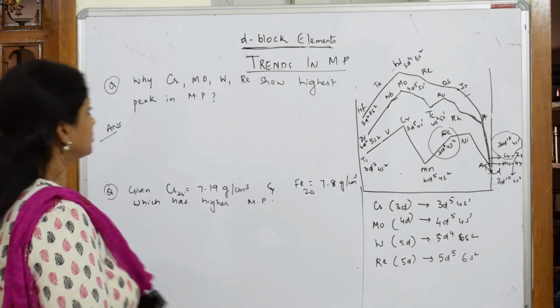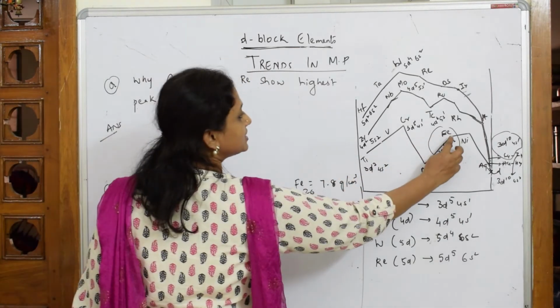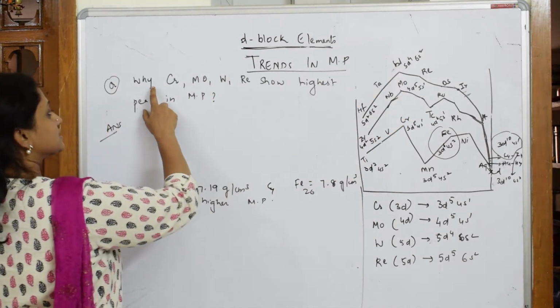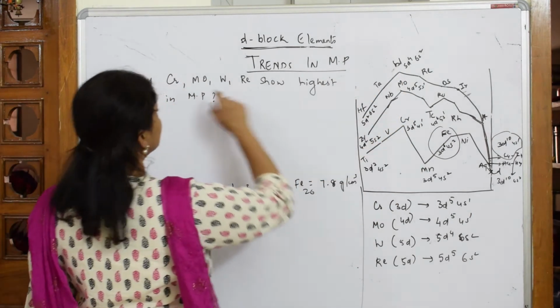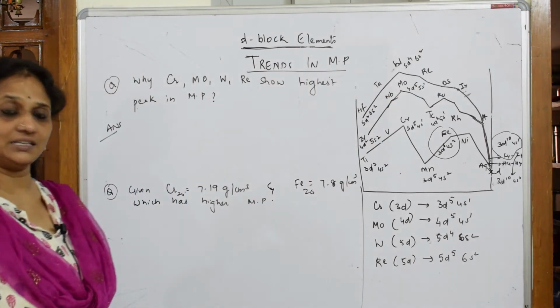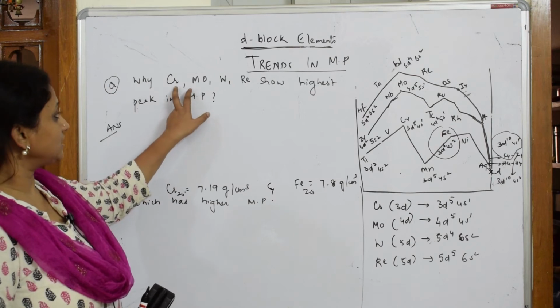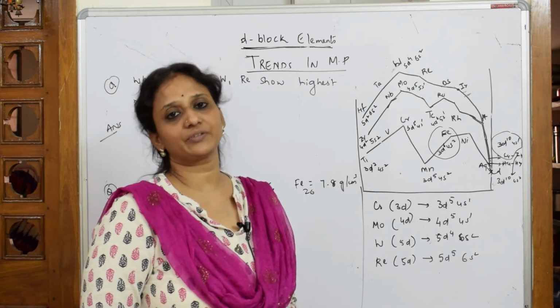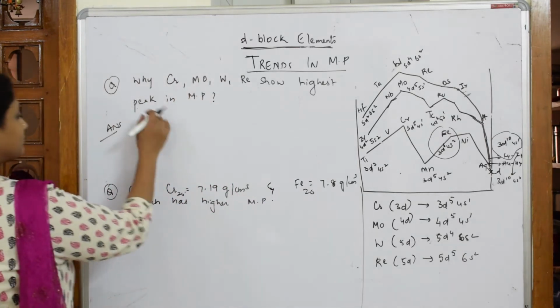Now we are concentrating more on these peaks. Just see, they ask us why chromium, molybdenum, tungsten have the maximum peaks in the melting point trends. Okay, chromium is here. Molybdenum, right? Tungsten, right? So why do they have the highest?